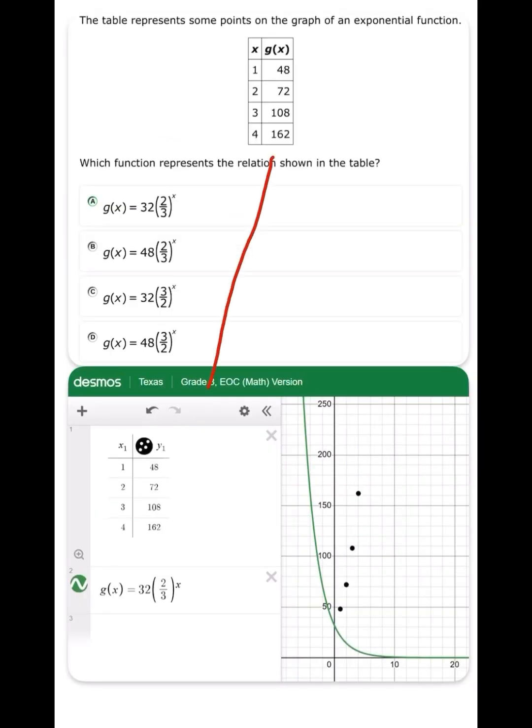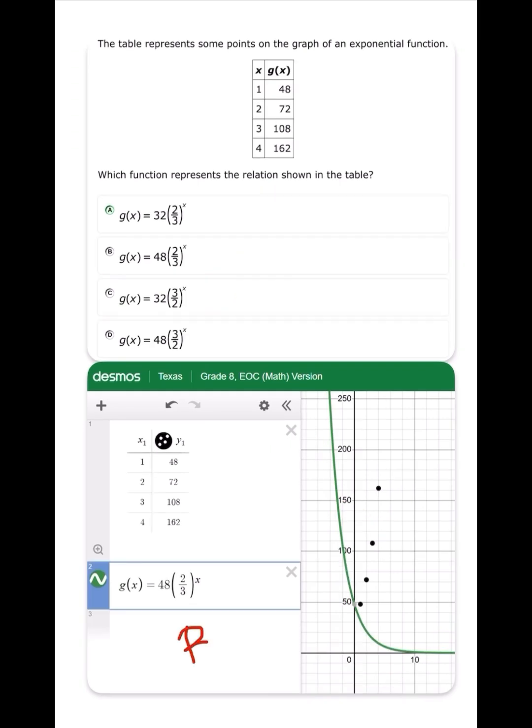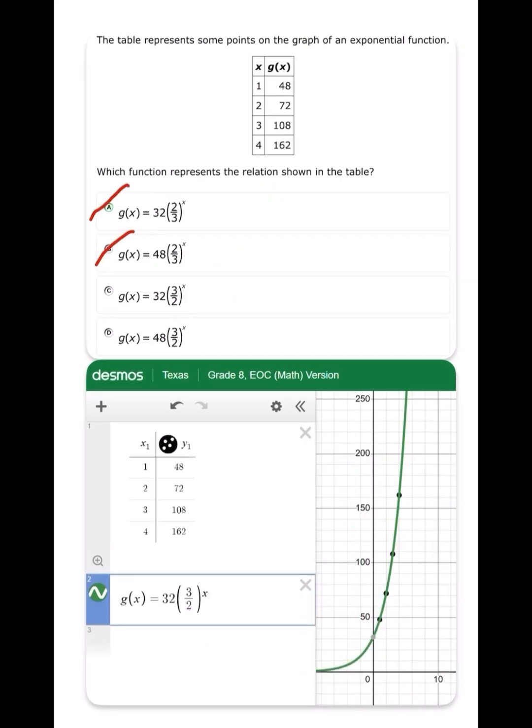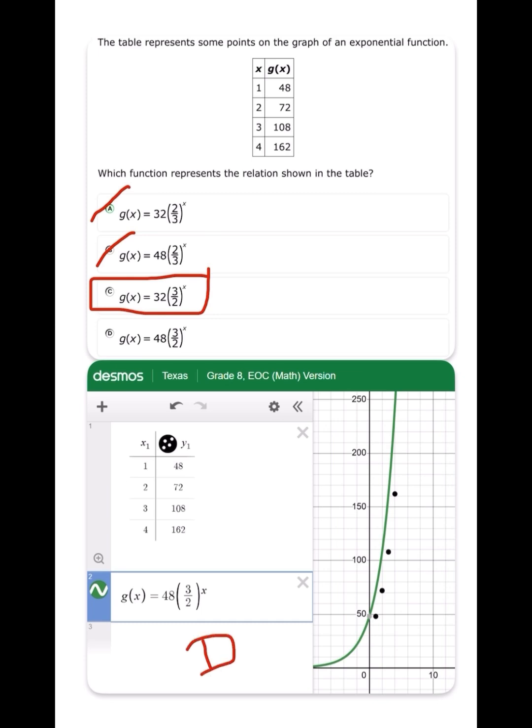Input the table given in the question and graph the functions in the answer choices one by one. The line of the graph in answer choice A does not overlap the points of the table. The graph of answer choice B does not overlap the points. The graph of answer choice C overlaps the points and hence is the correct answer. The graph of answer choice D does not overlap the points.